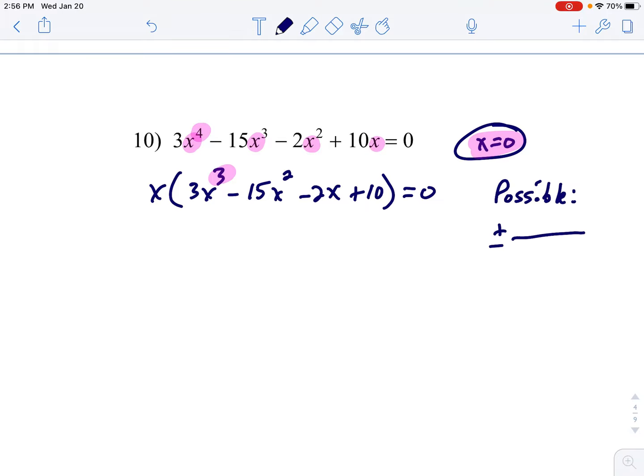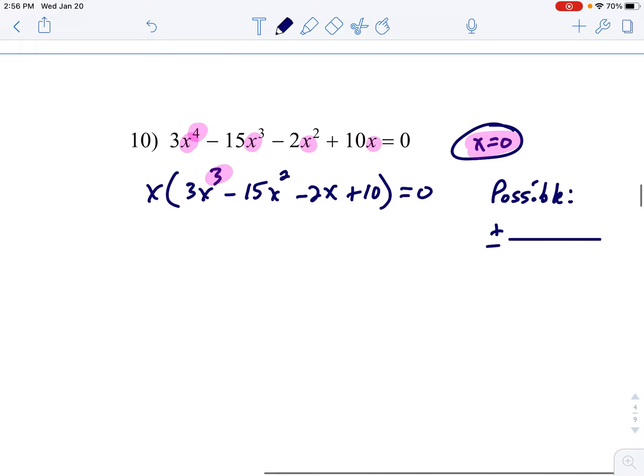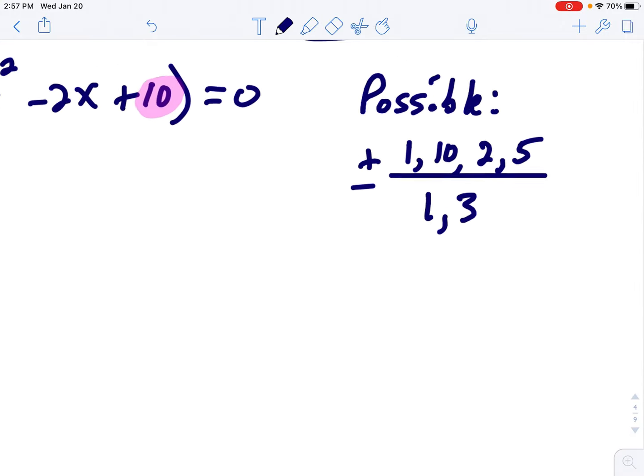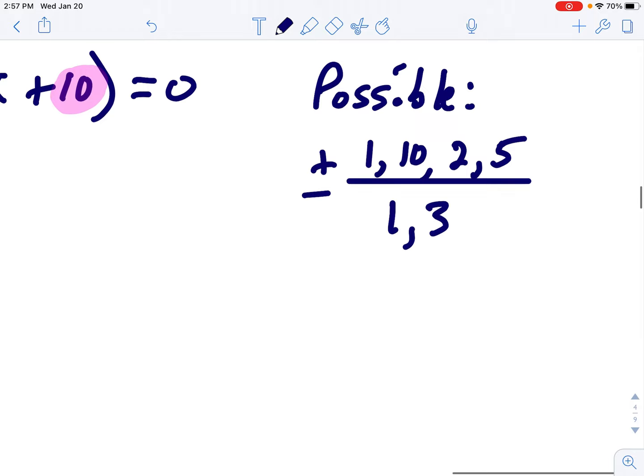So plus minus factors of the last number. Ooh, this is going to be interesting. We actually have a big number. I mean, it's not big, but 10 can be divided by 1 and 10 or 2 and 5, right? And then the first number is 3. That one seems to pop up a lot. 3 can be divided by 1 and 3.